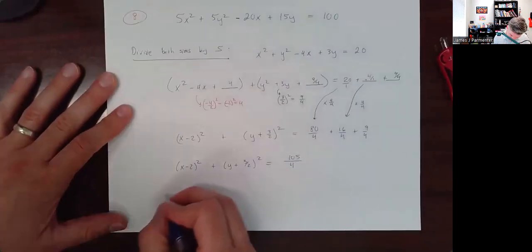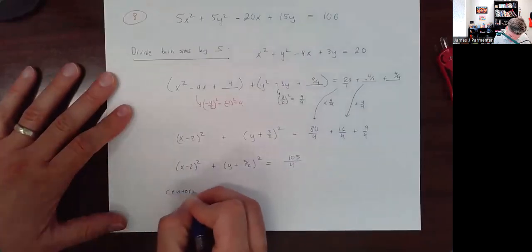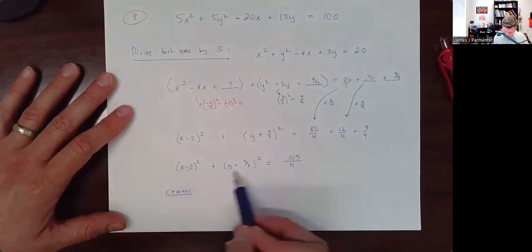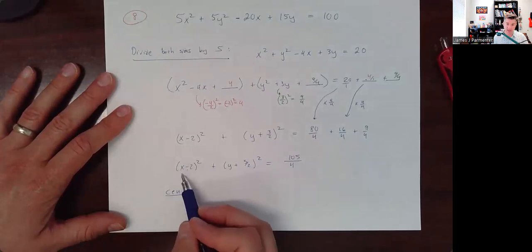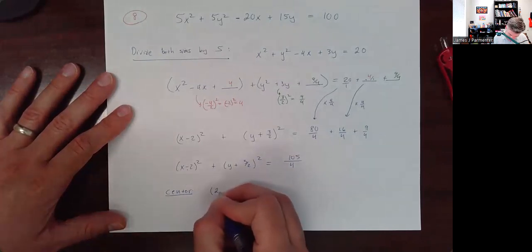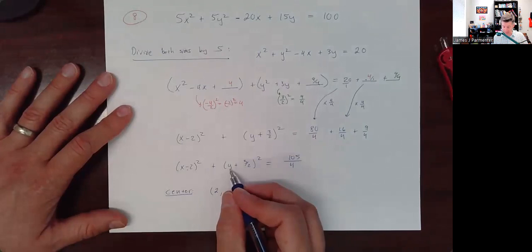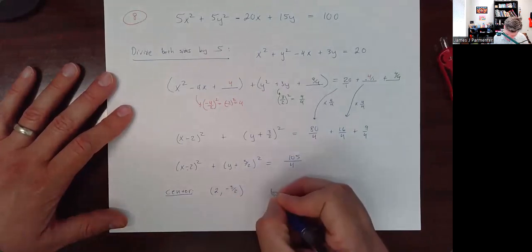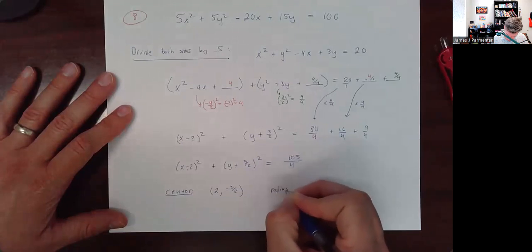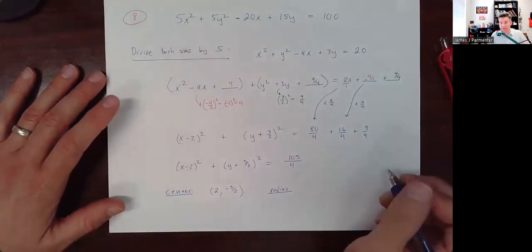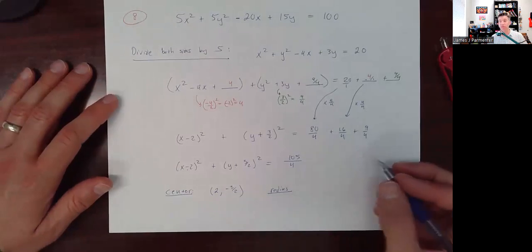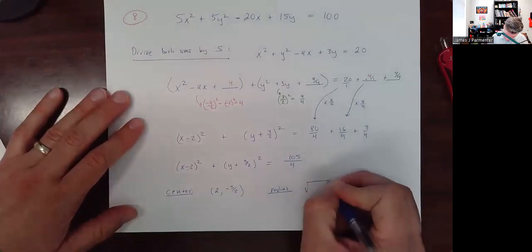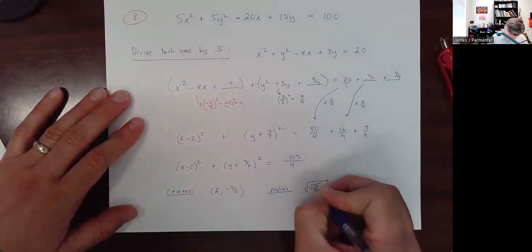My center: again, I'm looking for the values of x and y that if I plug them in, I would get 0 for all this and 0 for all this. If x is 2, 2 minus 2 is 0. So my x coordinate is 2. If y were -3/2, then -3/2 plus 3/2 is 0. My radius, again, is not particularly nice. When I say not nice, I mean it's not an integer. Square root of 105/4 is a perfectly nice number. It's as good as any other number. So we get the square root of 105/4.